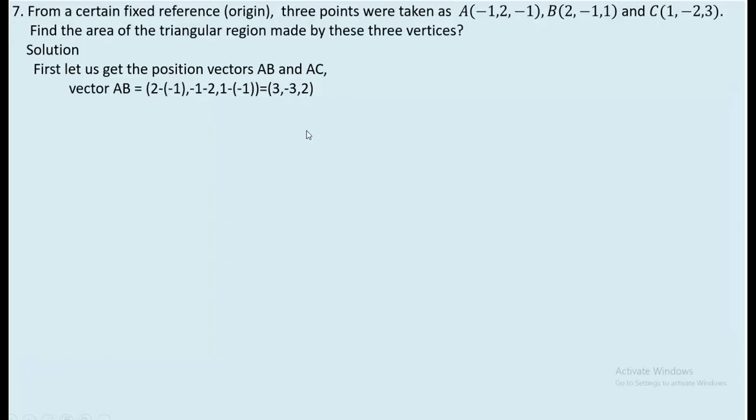Students, you need to deduct the initial point from the terminal one. So you are left with this vector. Vector AB is going to be like this. Do the same for vector AC. For vector AC, you do the same.